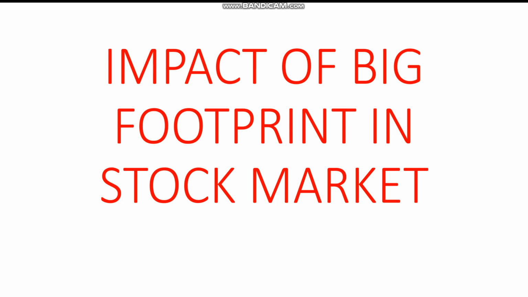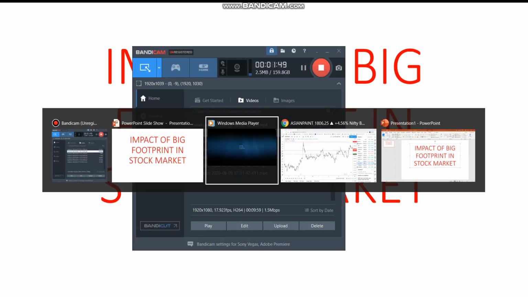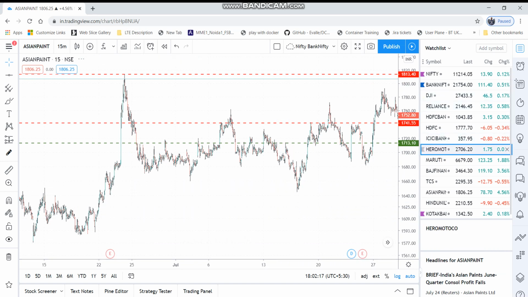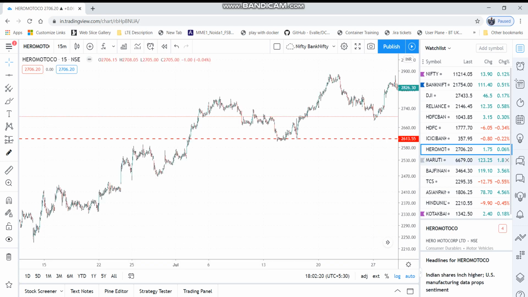So let's go to the TradingView software, and we will see this impact directly on the chart, how this big footprint impacts the stock market. For example, let's say randomly I'll choose Hero MotoCorp shares. We will see how it impacts the stock market and how we can take the benefit from that. First of all, we have to identify where the big footprints are in the chart.